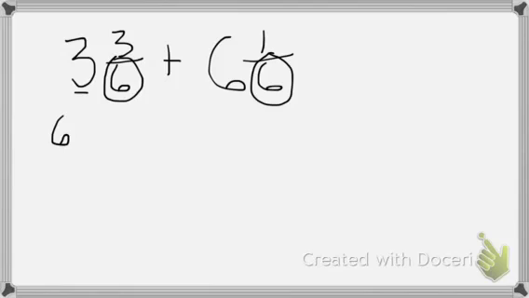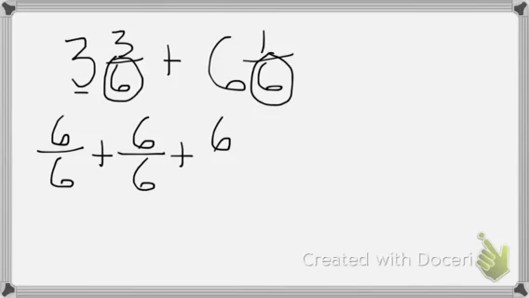6/6 plus 6/6 plus 6/6, and that's 3. That's 1, 2, 3. Okay, and then you have the fraction part, plus 3/6. And that is what 3 and 3/6 is. Okay, you have 1, 2, 3, and 3/6.